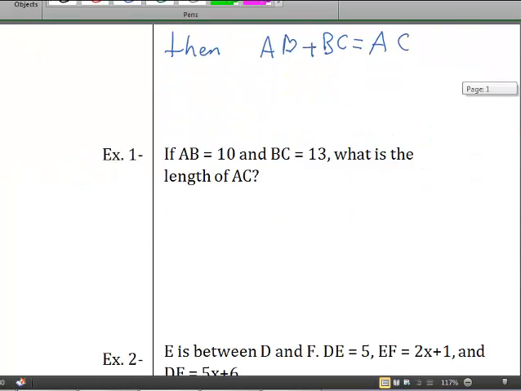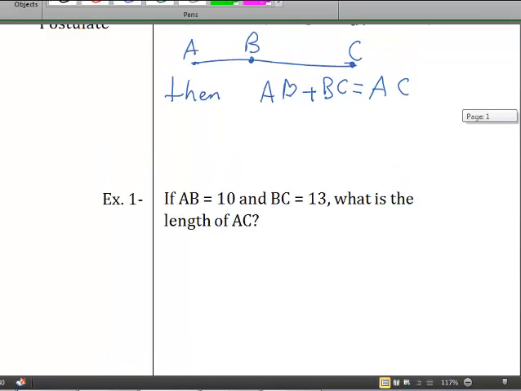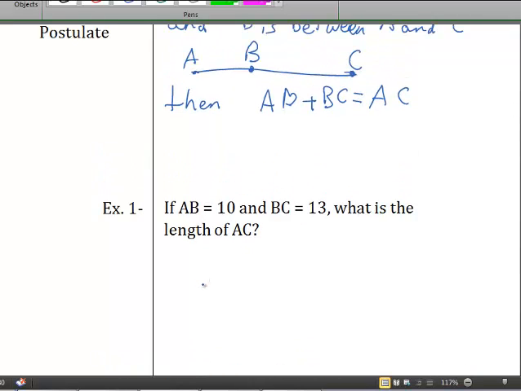Okay, a quick example of that: if AB is 10, BC is 13, what is the length of AC? You might want to pause this video and write that down in your notes first, and then draw a diagram. So here's A, and then B is somewhere in the middle, and then C is at the end. AB has a length of 10, BC has a length of 13. What's the length of AC?